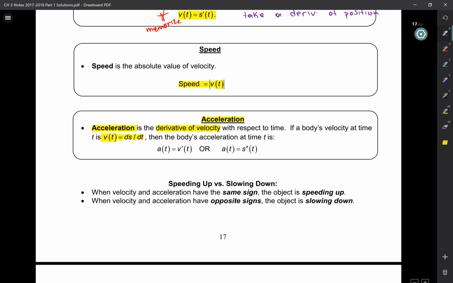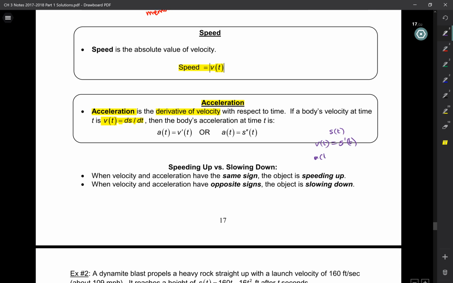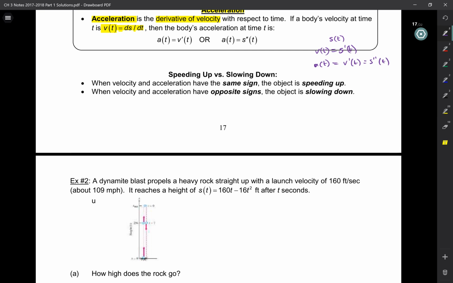All right, so one more time. You have S of t. That's your position. V of t is S prime of t. A of t is V prime of t, which is S double prime of t. Any questions? All right, so if you have the position, you just take a second derivative and you find the acceleration.